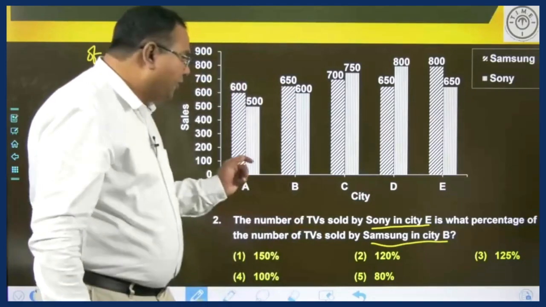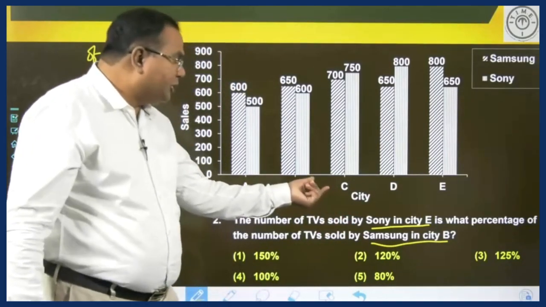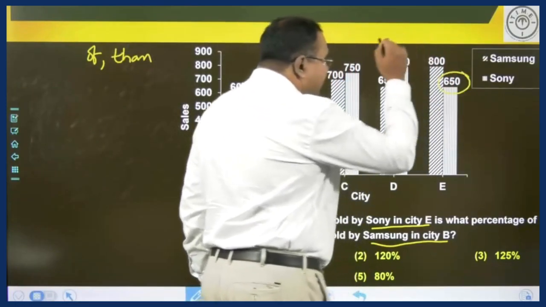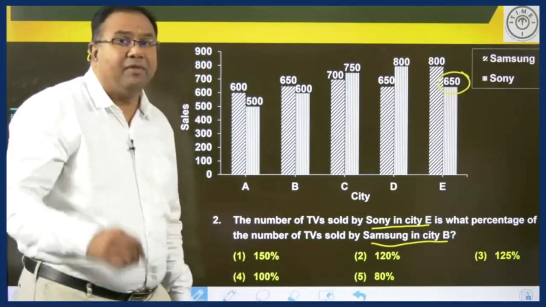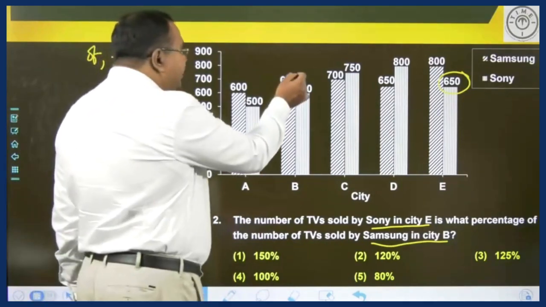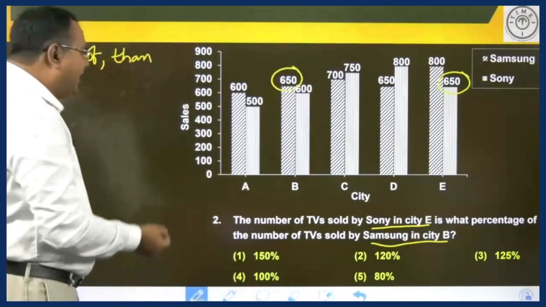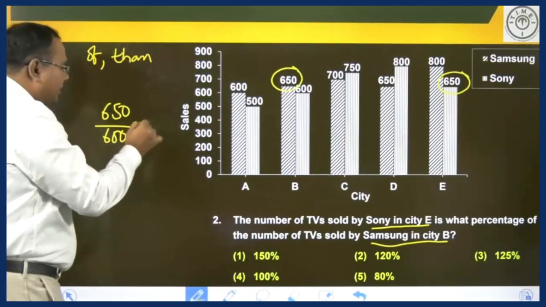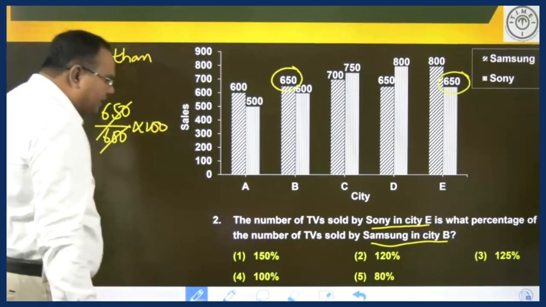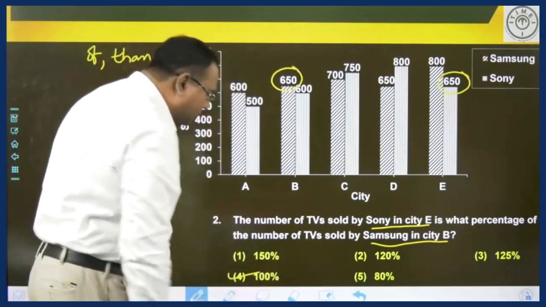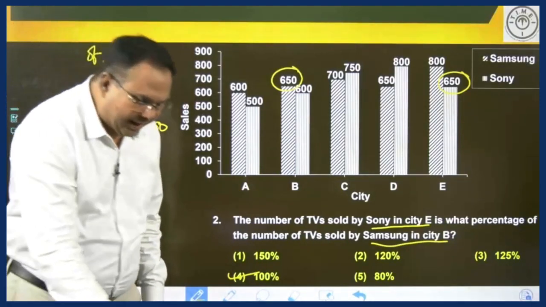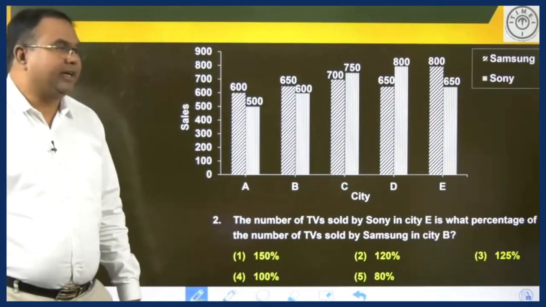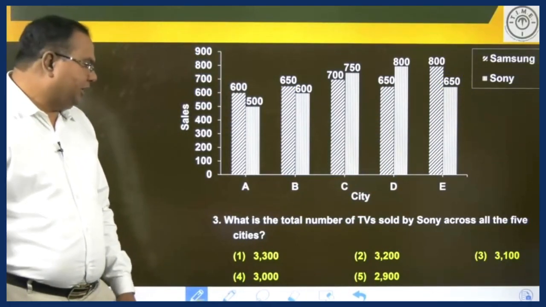denominator. So, if you observe here, how many TVs sold by Sony in city E? 650. This is what percentage of Samsung in city B? Samsung in city B is 650. So it is very clear. 650 upon 650, percentage means into 100. So simple, 650 cancels. My answer has to be 100%. 100% is present in choice 4. Right? It's a very simple question, students. This is a clerk level prelim exam set. Right? Let us look at question number 3.